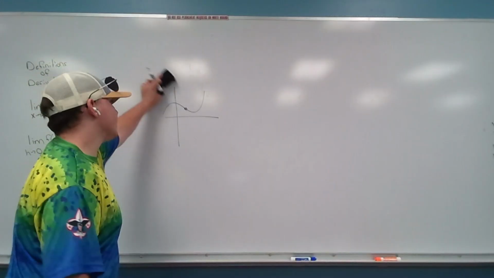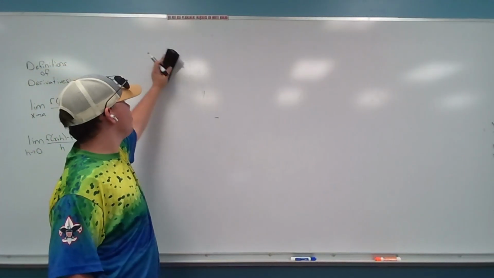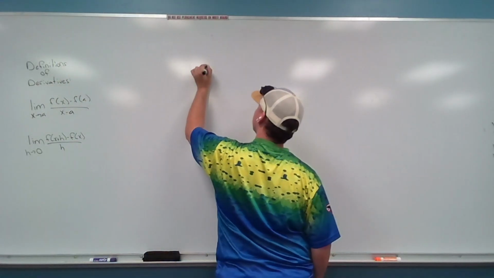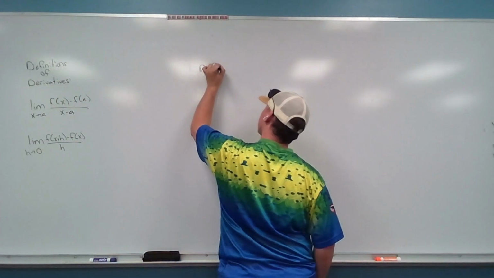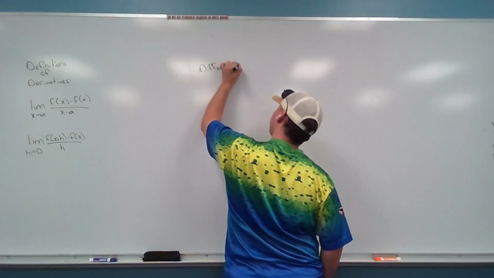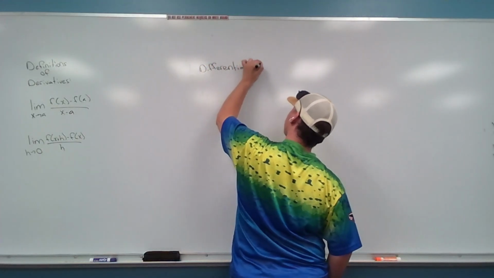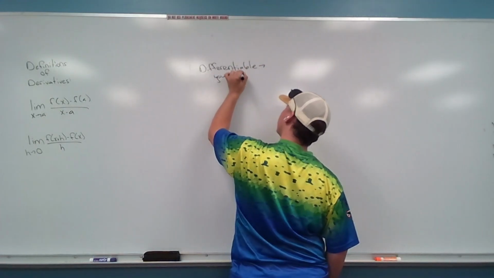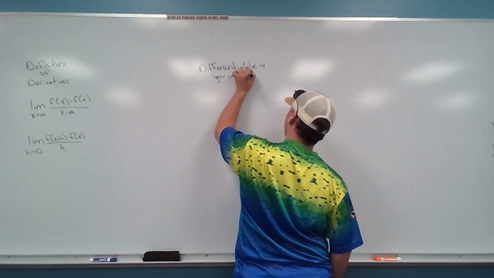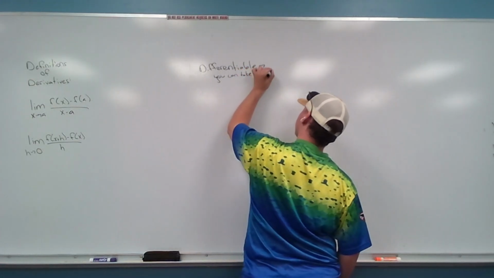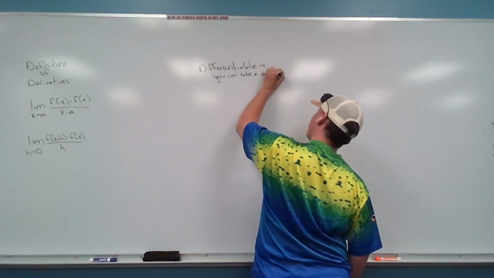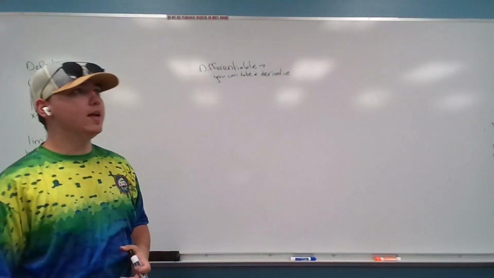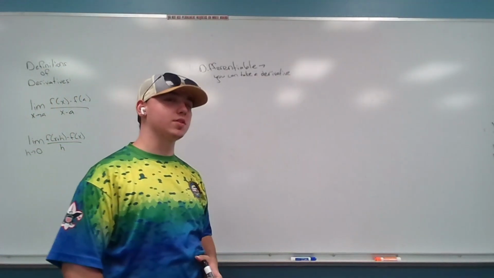Now, what is the second criteria of being differentiable, or having the ability to take a derivative? I'm just going to write that down. Differentiable just means you can take, make, calculate a derivative. If it's undefined, there's no derivative. The other criteria for being differentiable is when it's not an abrupt switch.